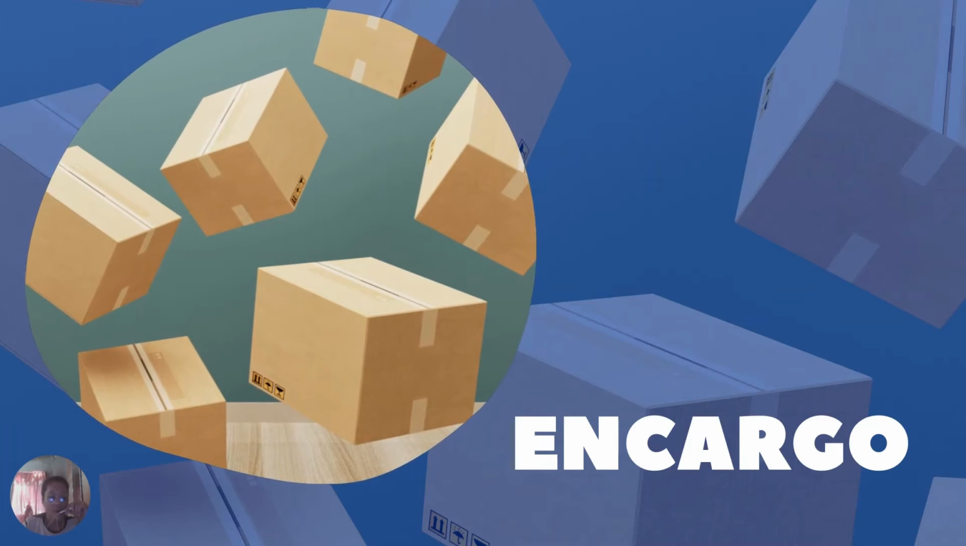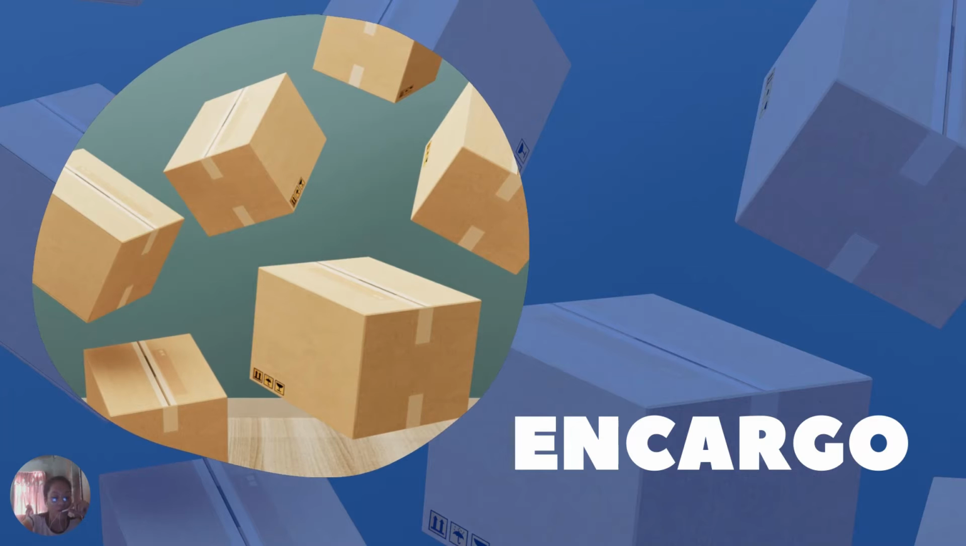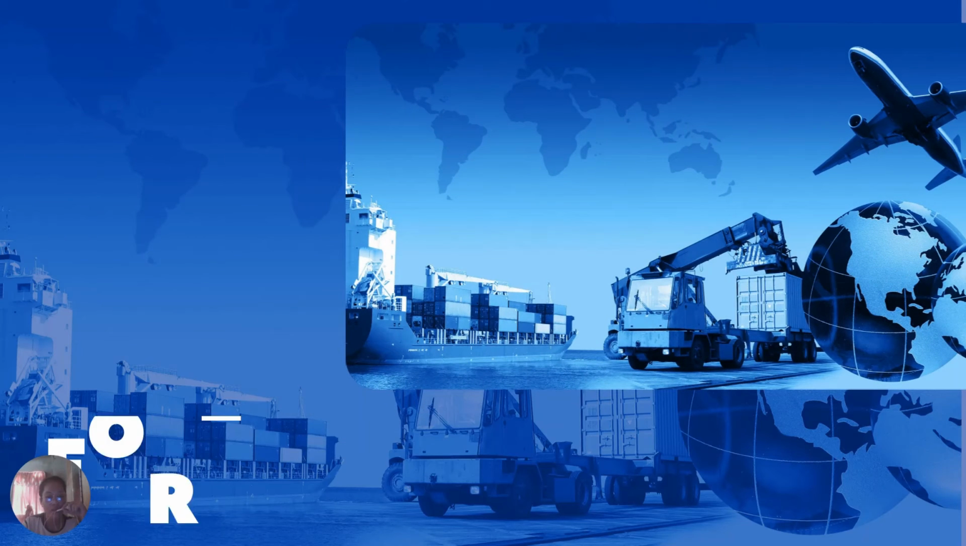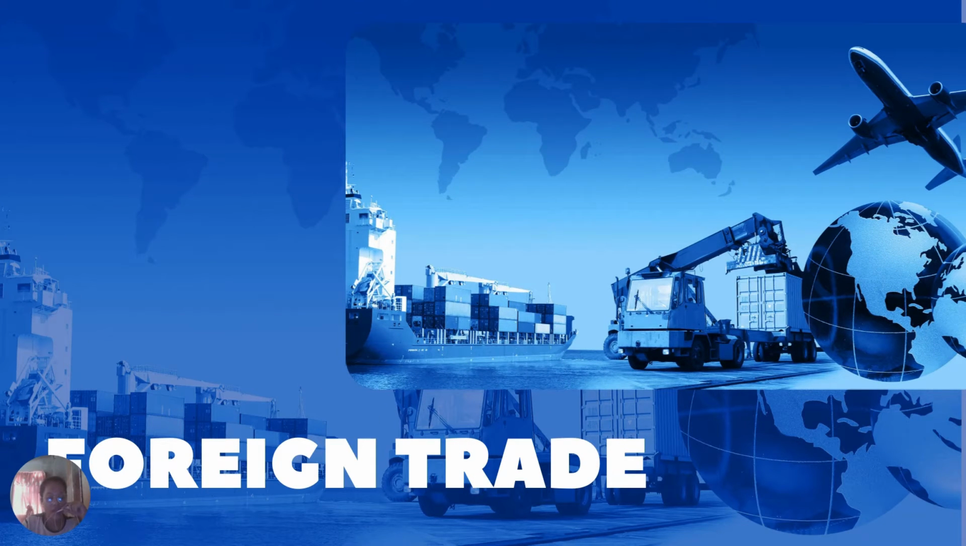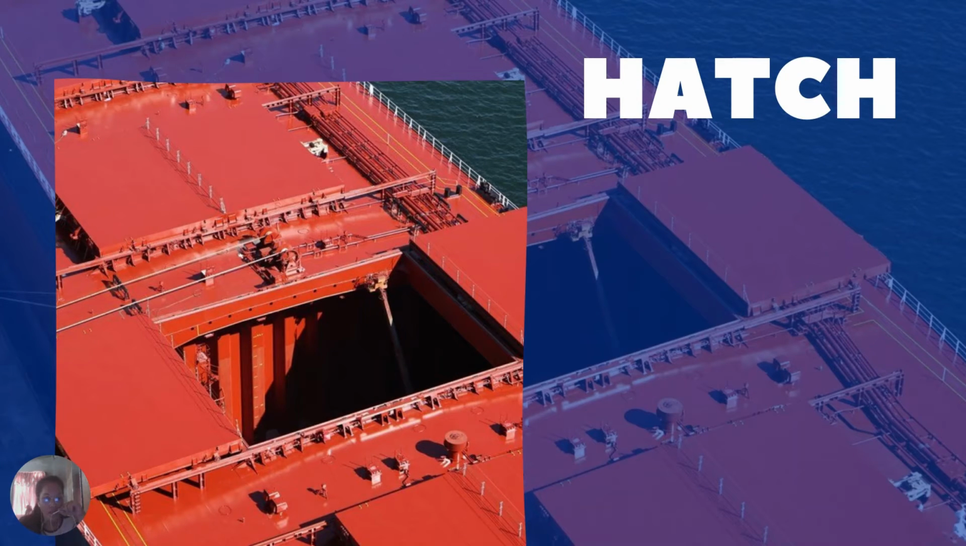Next, we have the encargo. When we say encargo, it is an entrusted shipment of merchandise or articles from abroad. Foreign trade. A foreign trade is the commercial interchange of commodities between different countries, such as export and import trade. Next, we have the hatch. When we say hatch, it is an opening in a ship's deck through which cargo can be lowered.